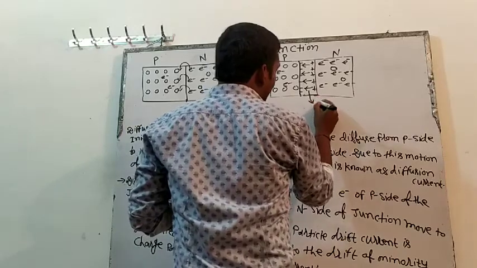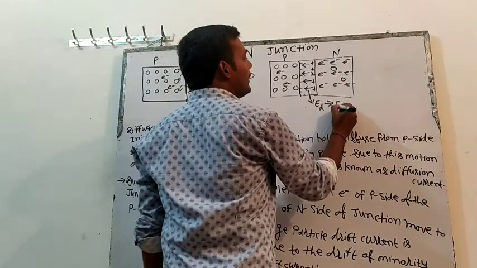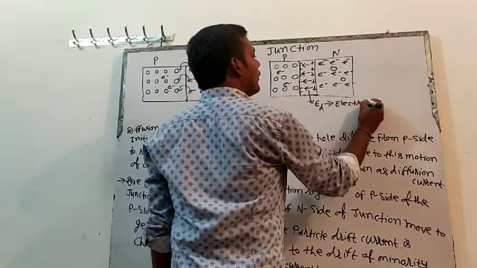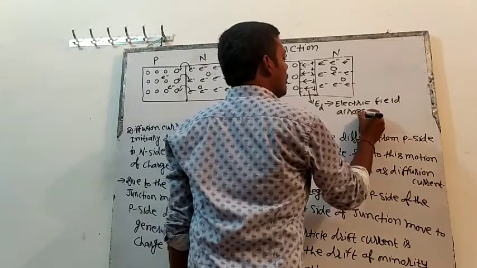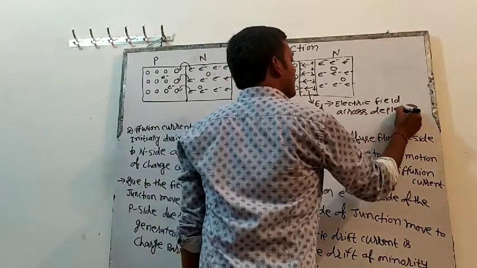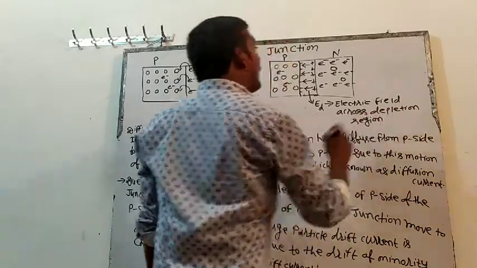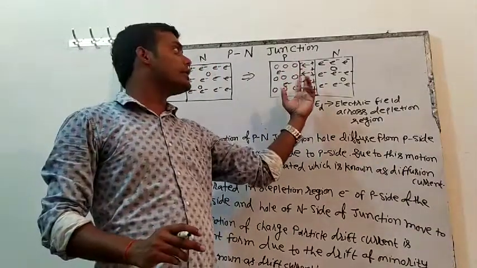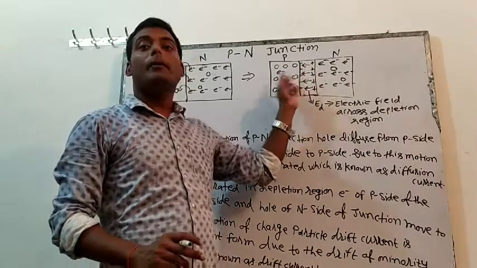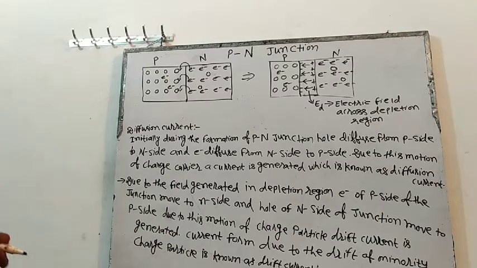This electric field is known as EG. EG means electric field across the depletion region. So why is this electric field generating? Because here is positive, here is negative. These are like two plates, so the electric field will be generated from positive to negative. So an electric field is generated in the depletion region. Okay? Up to this clear?